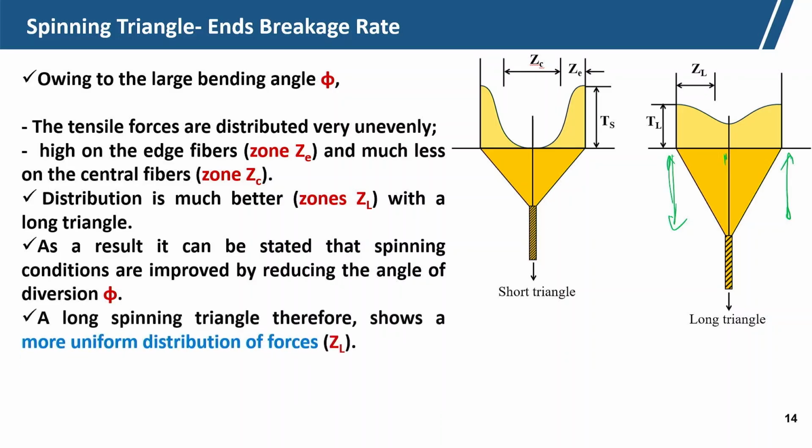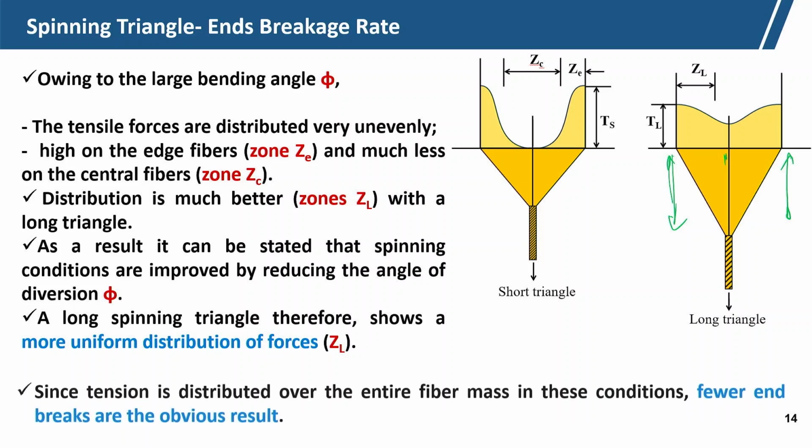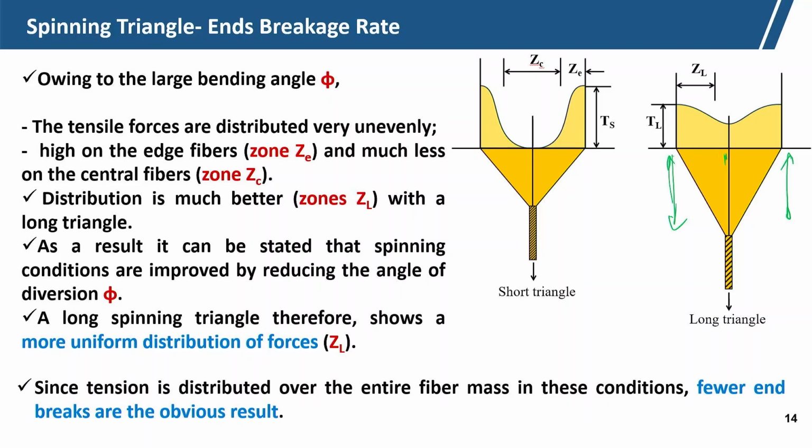A long spinning triangle therefore shows a more uniform distribution of force, since tension is distributed over the entire fiber mass in these conditions. So, tensile force is distributed over the entire width. So, fewer end breakages are there.